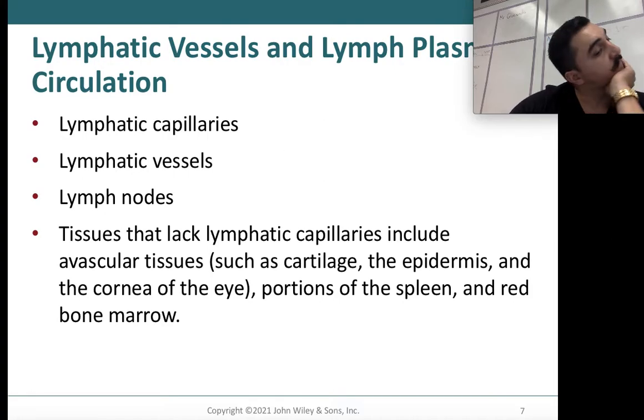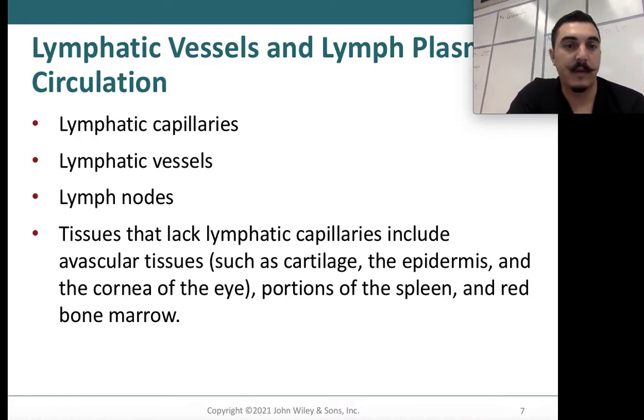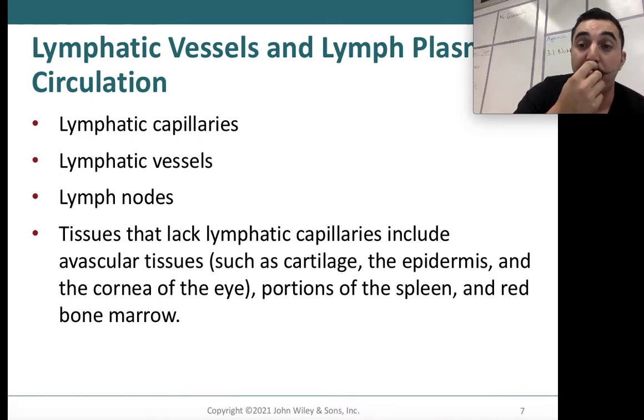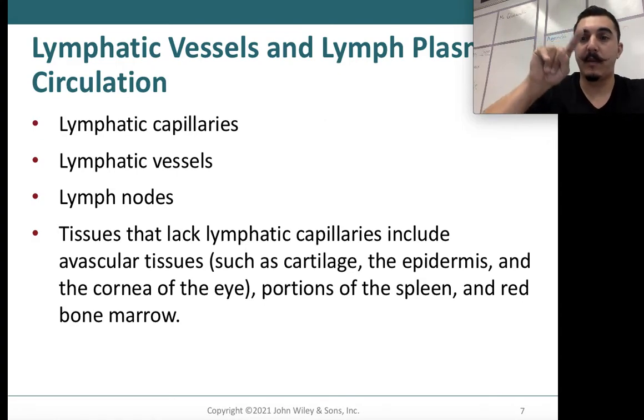So, lymphatic vessels and the lymph plasma circulation. Let's get into the flow of this lymphatic liquid through the lymphatic vessels. Okay, so we have what are called lymphatic capillaries. They are closed at one end, so they're kind of like blood capillaries, but basically when they finish, they're closed at that end, and then you return it. They don't really continue throughout.